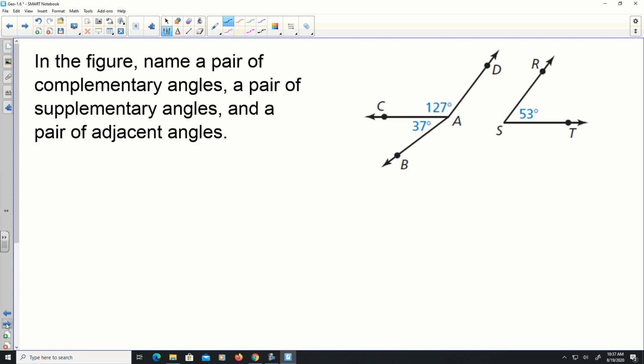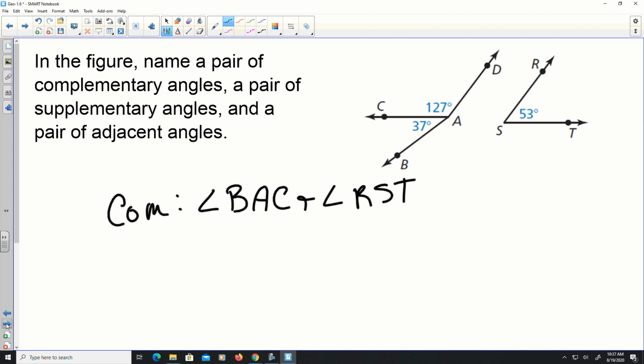In this figure it says name a pair of complementary angles, a pair of supplementary angles, and a pair of adjacent angles. I look here and I see I've got 37 degrees and 53. That gives me 90. So for my complementary pair, I can say angle BAC and angle RST are complementary because they add up to 90 degrees.